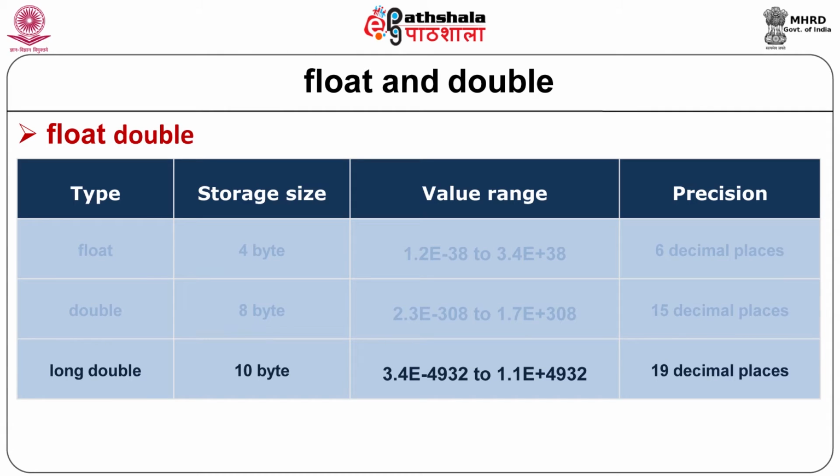For long double data, storage size is 10 byte, value range is 3.4 into 10 raised to minus 4932 to 1.1 into 10 raised to plus 4932. Precision for this long double data type is 19 decimal places.